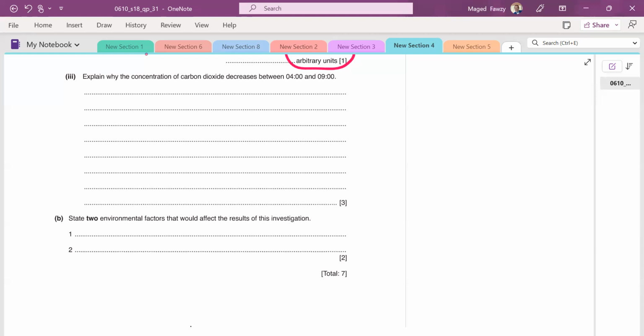State 2 environmental factors that would affect the results of this investigation. Okay? Wind. Temperature. Temperature, perfect. And wind. How will wind affect photosynthesis? What is the factor? Humidity. The amount of water, or the water supply. Does humidity count? Humidity is for transpiration, and I don't have these factors now. I'm talking about factors for photosynthesis: light intensity. You can write light intensity, temperature, or the amount of water.